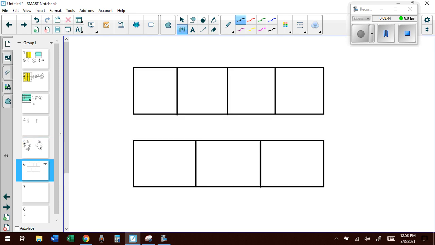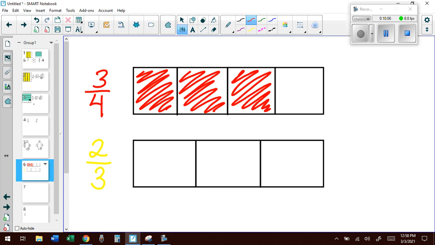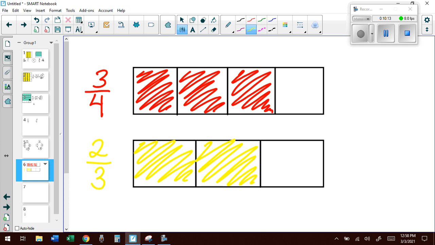We're going to do that using a tape diagram. Up here, we're going to show 3/4, and down here we're going to show 2/3. We're going to use this tape diagram to show which one is greater. If I shade in 1, 2, 3/4, and I shade in 1, 2/3, which one wins? 3/4.